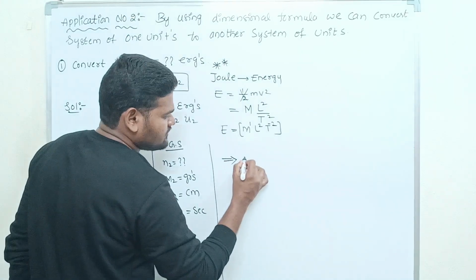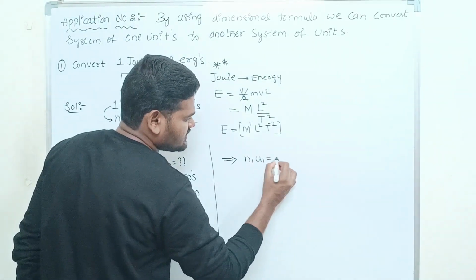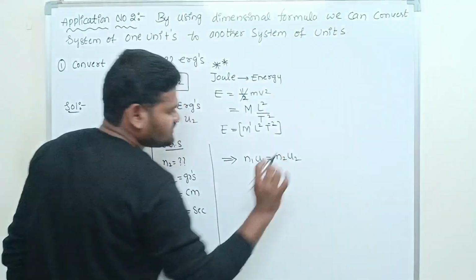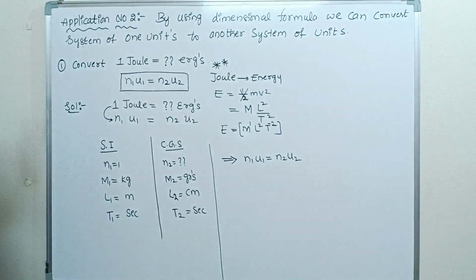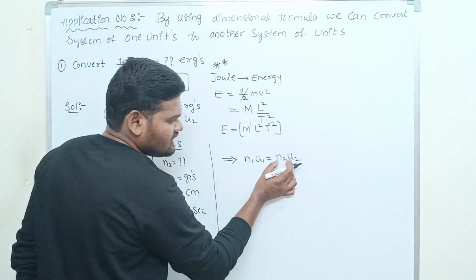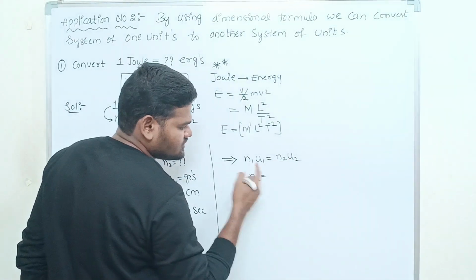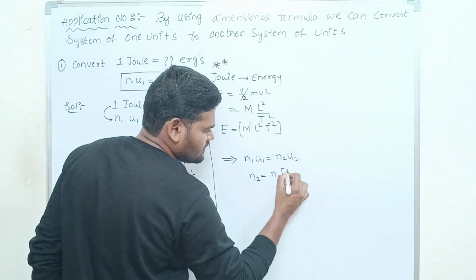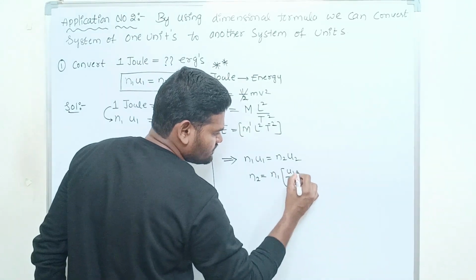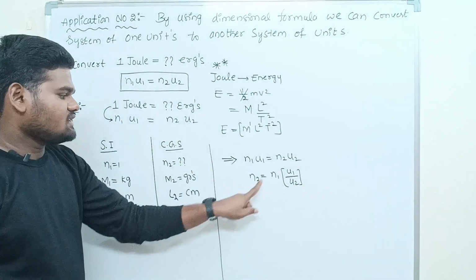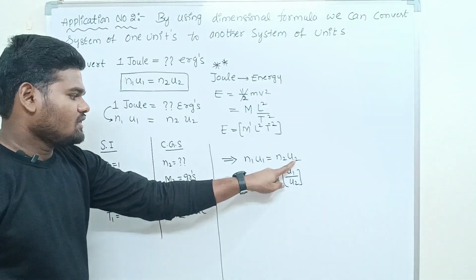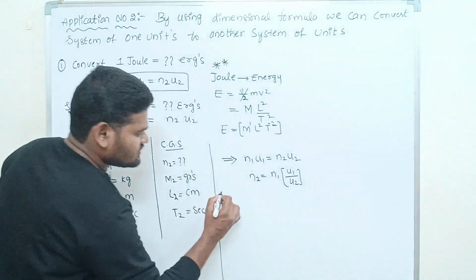Now we have the formula N1 U1 is equal to N2 U2 to convert one system of units to another system of units. So what do we have to find? We have to find N2. Therefore, N2 is equal to N1 into U1 by U2. Are you getting it? N2 is equal to N1 into U1 divided by U2.